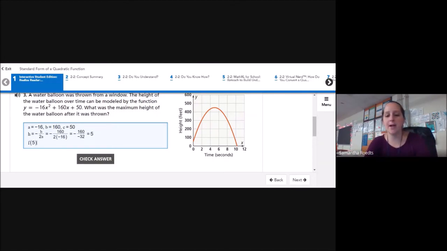So I substitute that back in. 5 squared is 25. So f of 5 equals negative 400 plus 800 plus 50. Okay. So negative 400 plus 800 plus 50 is 450.